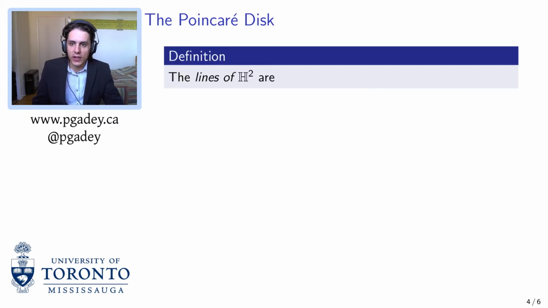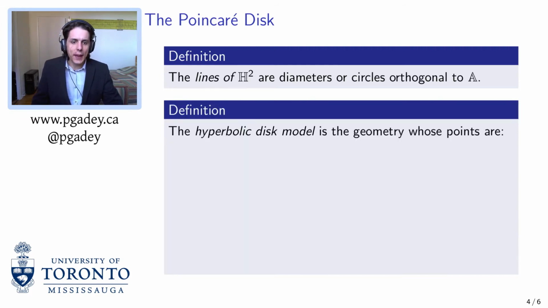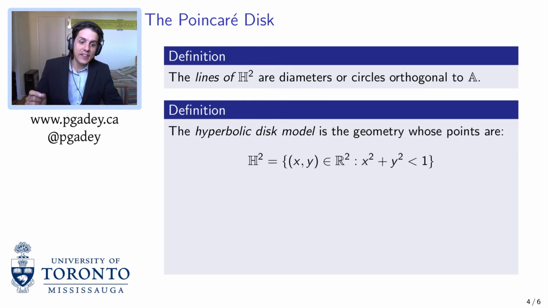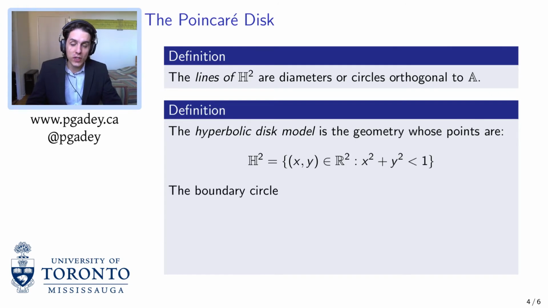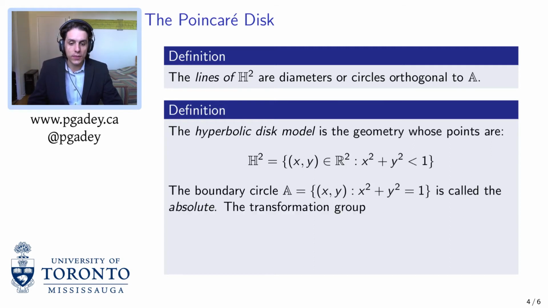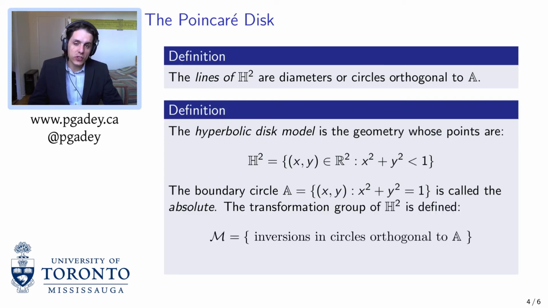Now let's introduce the star of the show. We're going to introduce the Poincare disk. In the Poincare disk, the lines of the hyperbolic plane are diameters of the disk or circles orthogonal to A. But what is this H squared and A business? The hyperbolic disk model is the geometry whose points are points inside the unit disk, so x squared plus y squared is strictly less than 1. The boundary circle A is when it is equal to 1, and we call this the absolute. The transformation group of the geometry is defined to be inversions in circles orthogonal to A.